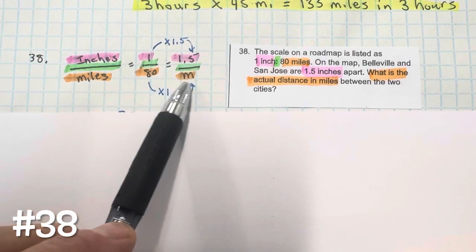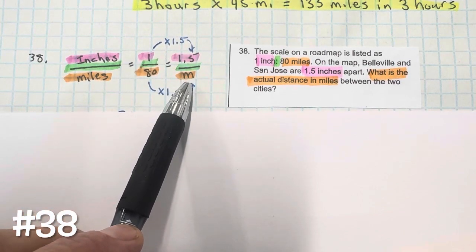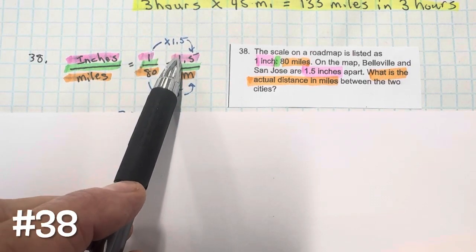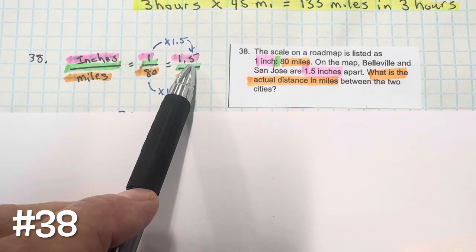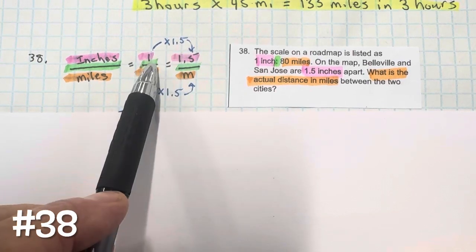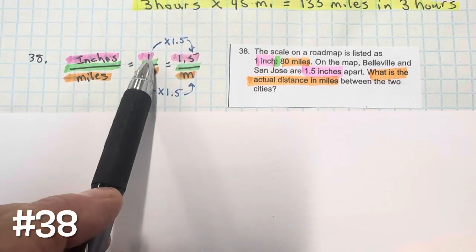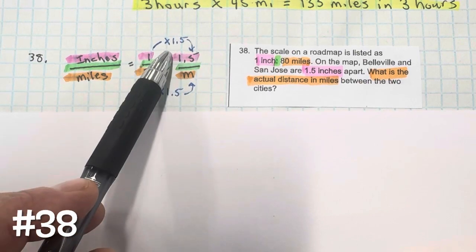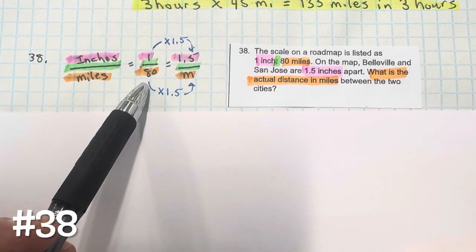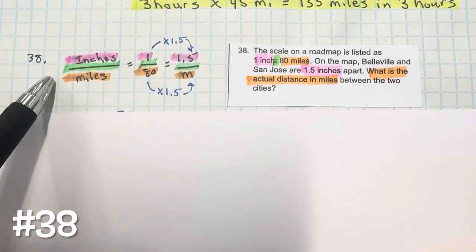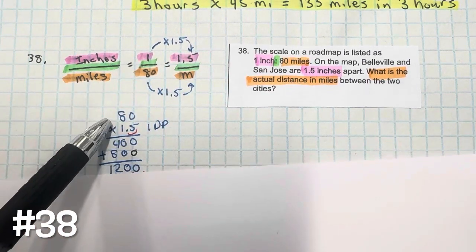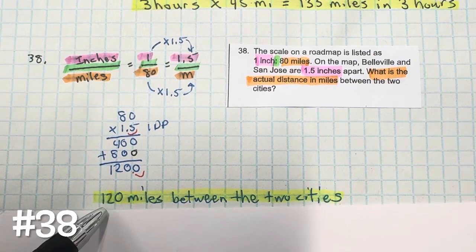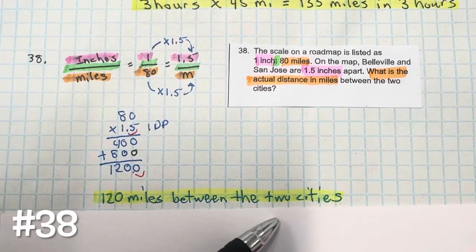So here's the m. We don't know the actual distance, so we use the variable m. And we look at the multiplier. 1 multiplied by which number equals 1.5. Well, this is the identity property of multiplication. Anything multiplied by 1 equals the value. So it's 1 multiplied by 1.5 equals 1.5. And if we multiply the number of inches by 1.5, we're going to multiply the number of miles by 1.5. So we get 80 multiplied by 1.5 equals 120. So 120 miles between the two cities.